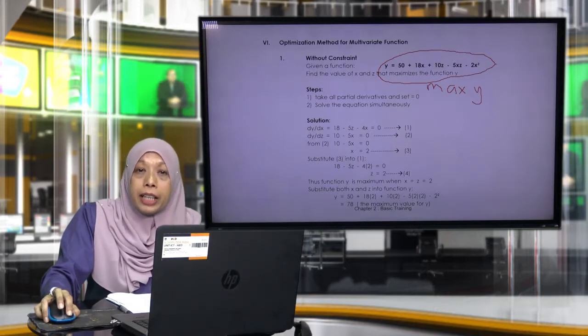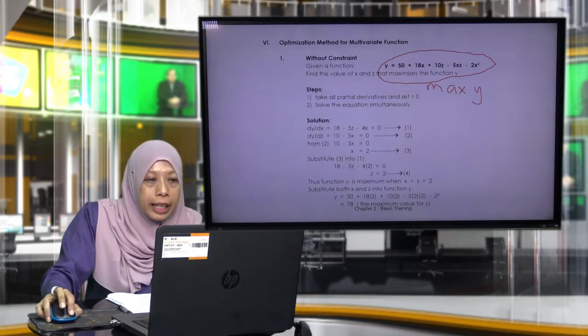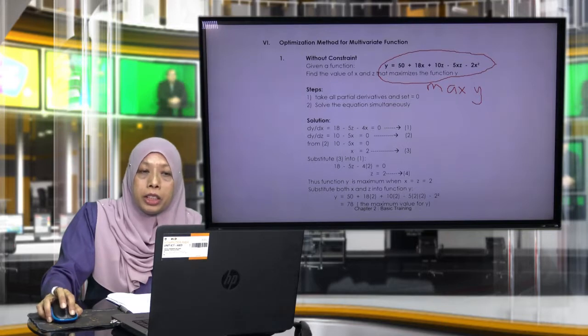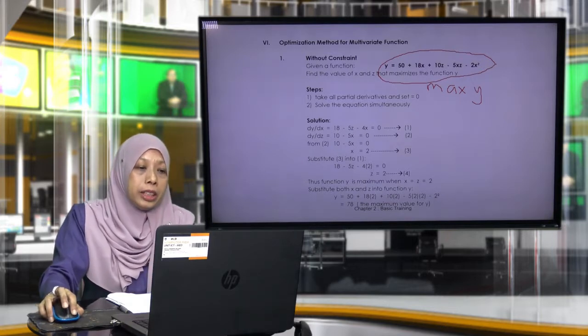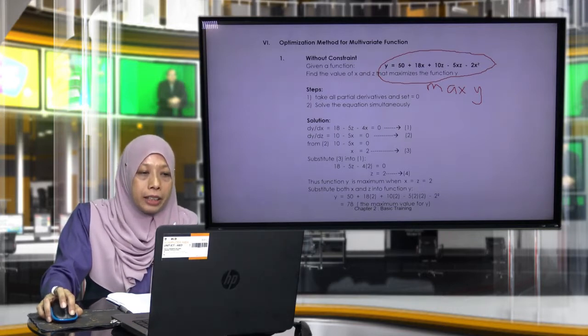Next, you have 10z. You want to differentiate it with respect to z, you're going to get 10. The next component, you have 5xz. You differentiate it, you're going to get 5x. And the last subfunction, 2x squared, because you want to differentiate it with respect to z, these are all constant, and you're going to get 0. So when you differentiate your y function with respect to z, you're going to end up getting 10 minus 5x.